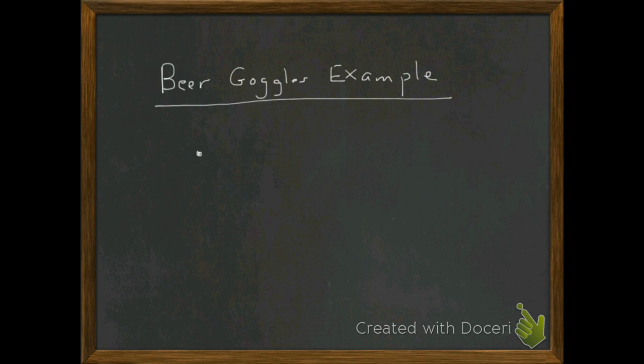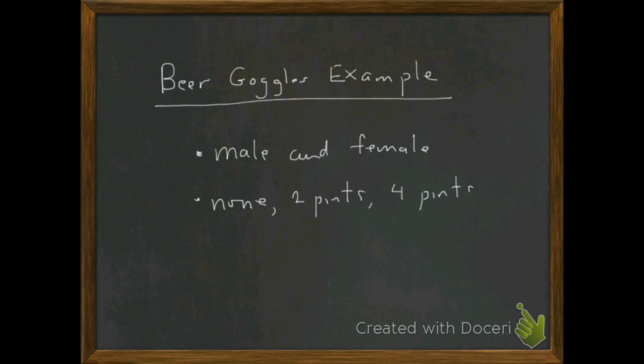What they did for the beer goggles example is they took a group of students in, and one thing that they looked at, obviously, was the gender effect. So they wanted to see if there was a difference across males and females. And the second thing they did is they varied the amount of alcohol. I think they had no alcohol, 2 pints, and 4 pints. And in the none group, they actually gave them beer, but it just didn't have alcohol in it.